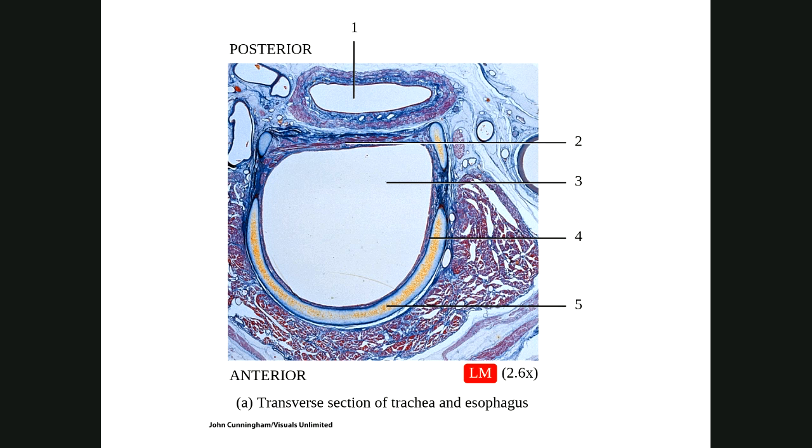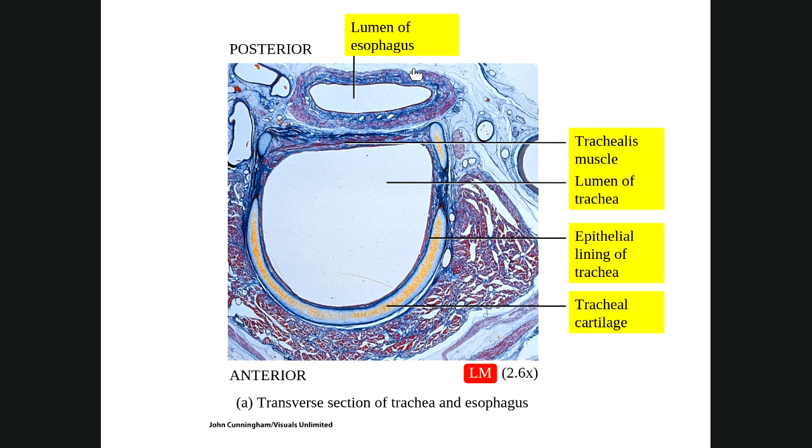Here we go. So here's the esophagus, right? This is where the food comes in and out. So this can collapse, right? It doesn't necessarily keep its shape. But because of the cartilage that you have around your trachea, the lumen of the trachea stays open, right? You need it to stay open. You never need this to collapse, right? The trachealis muscle goes around the cartilage. And then we have the epithelial lining of the trachea that protects it.